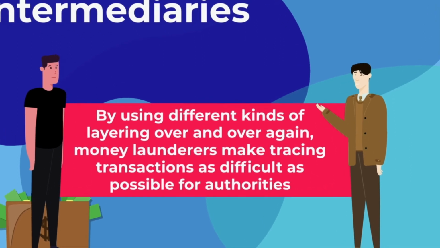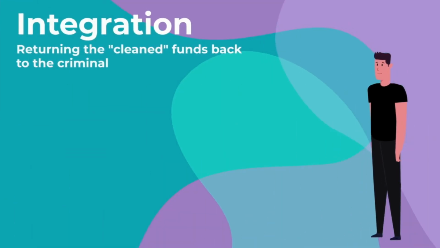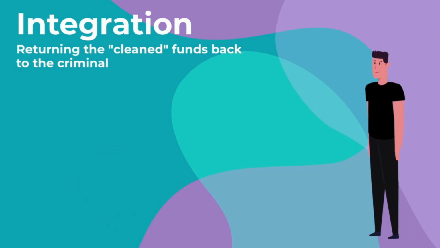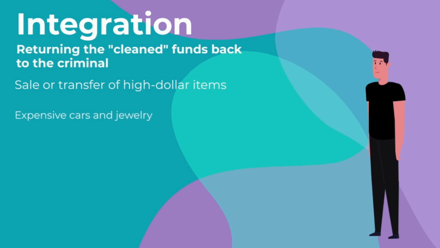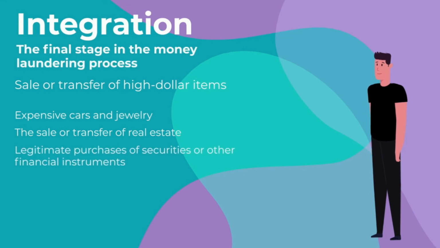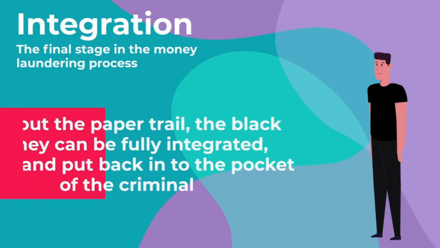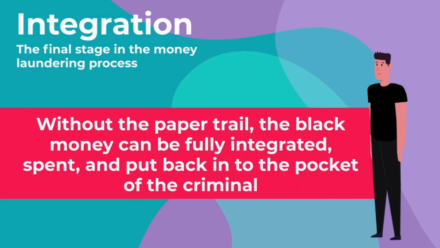Integration. The final stage in the money laundering process is integration. This makes money finally available to the criminal, appearing as normal income. With the money hidden in layers, it can come back to the criminal through the sale or transfer of high-dollar items, such as expensive cars and jewelry. The sale or transfer of real estate, legitimate purchases of securities or other financial instruments, loans, or other legitimate transactions with legal entities controlled by the launderer. The bottom line is that without the paper trail, the black money can be fully integrated, spent, and put back into the pocket of the criminal.